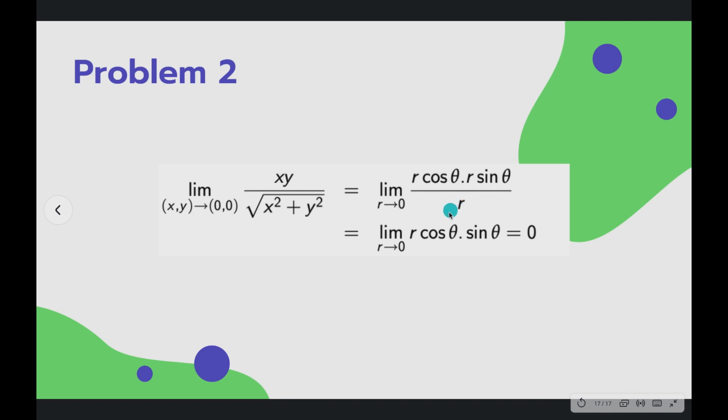Then we can cancel the r from both sides. So now we have r cos θ sin θ. And then we can substitute 0 for r, which will be equal to 0.